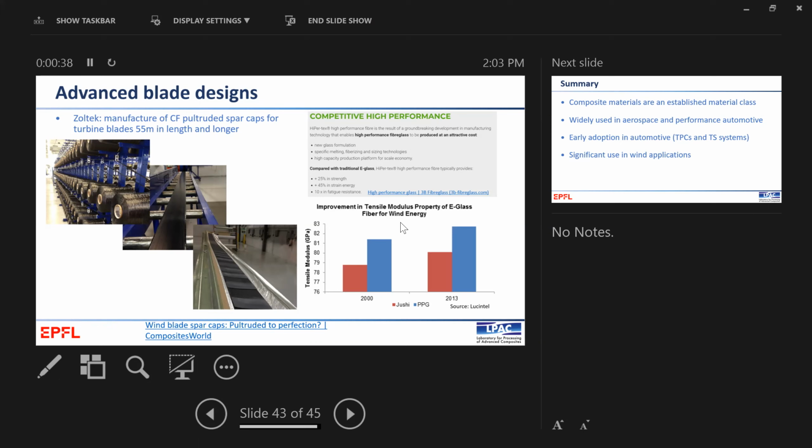And the other area of research that companies are looking at is changing the formulation of e-glass to a higher performance glass, where you get a 25% increase in strength just by changing the glass formulation. It's also higher stiffness, not very much, but the main change is in strength, strain energy, and an even bigger increase in fatigue resistance. So it's a big enough market for them to develop specific glass grades.